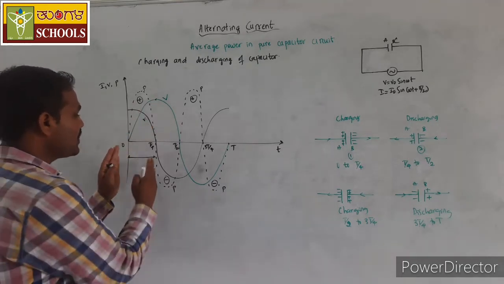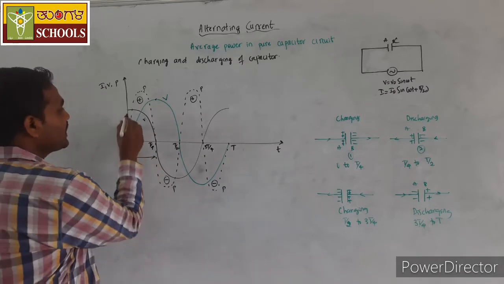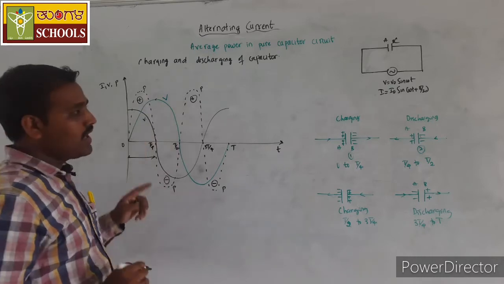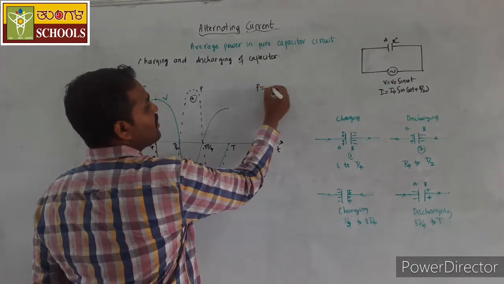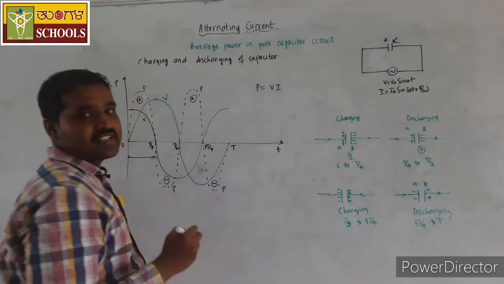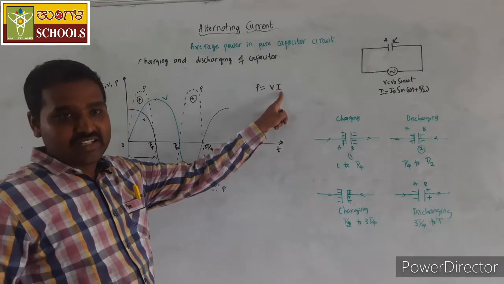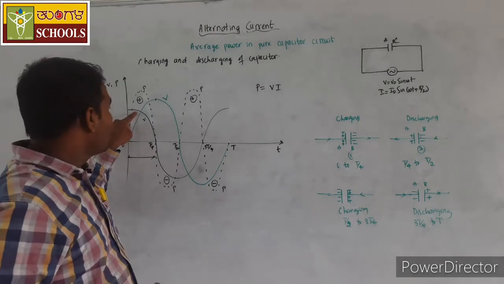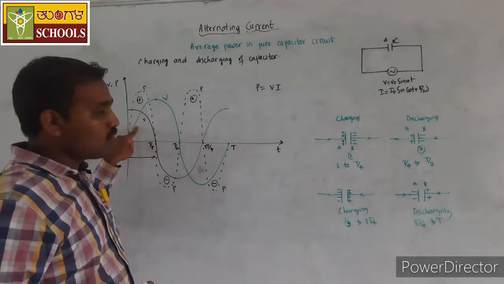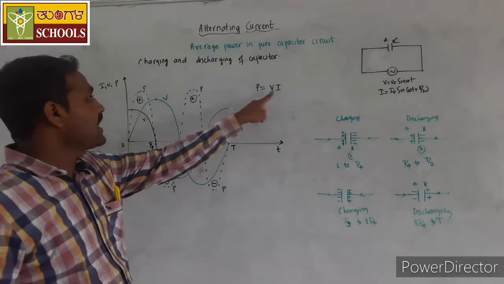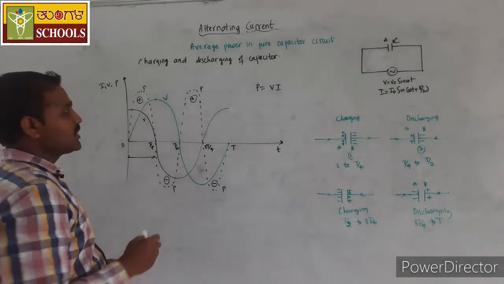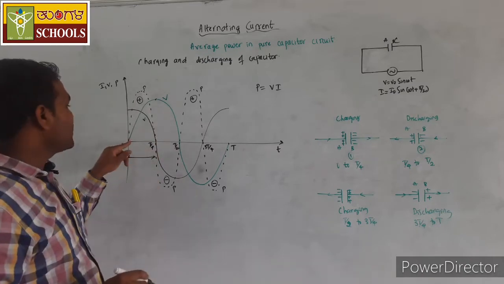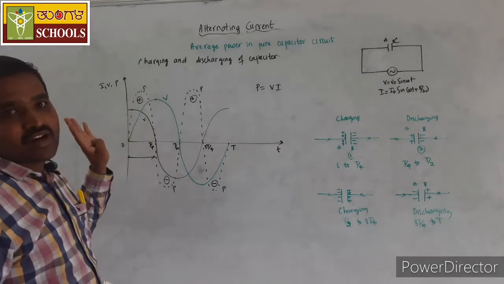So, during this first quarter of the cycle, the current is positive and the voltage is also positive, and we know the instantaneous power is given by the product of instantaneous voltage and instantaneous current. During the first quarter, the current is positive, the voltage is positive, hence the product of this current and voltage is again positive here. So, this dotted line which indicates the power is on the positive side of the graph.